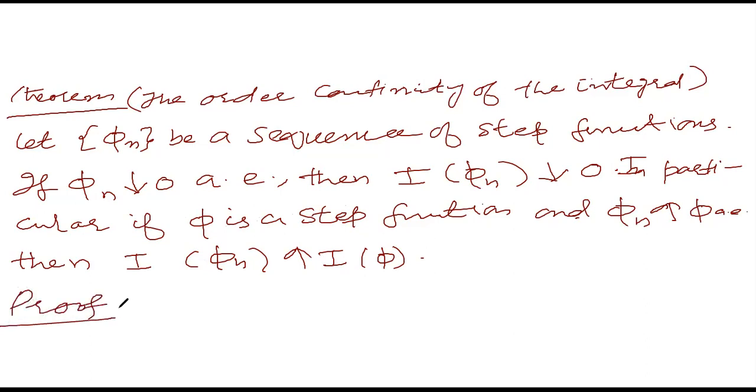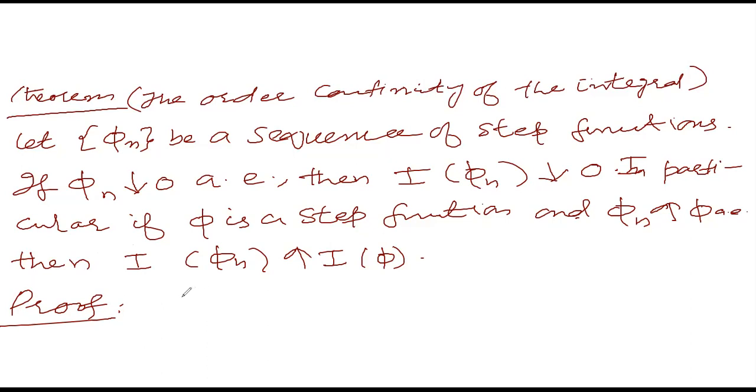First we verify that we can assume that this phi n will decrease to 0 for each x. We can assume this. So first let's verify that. For this we define sets where this convergence does not hold. Actually, we try to find out that set.